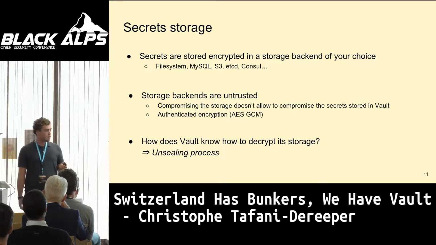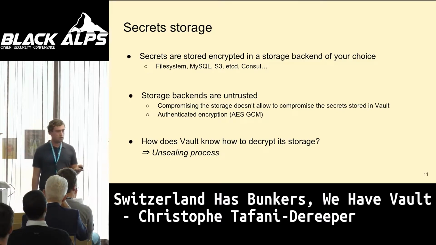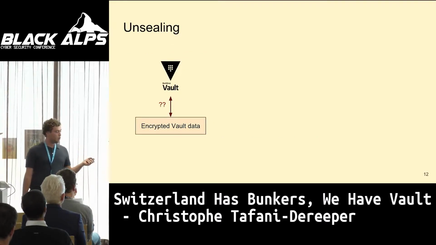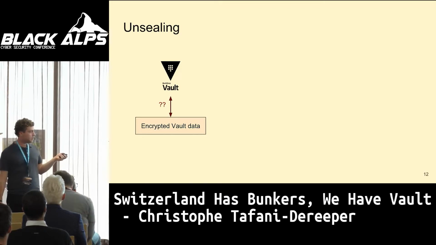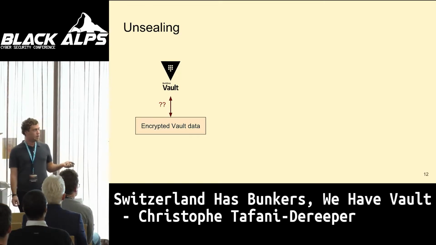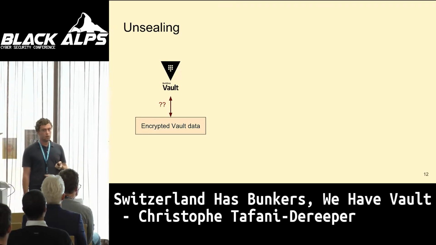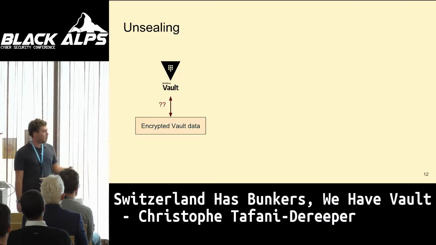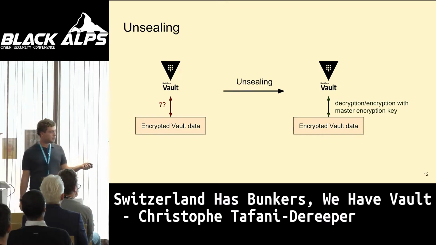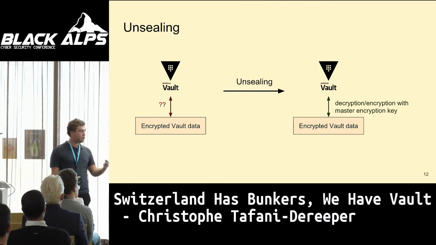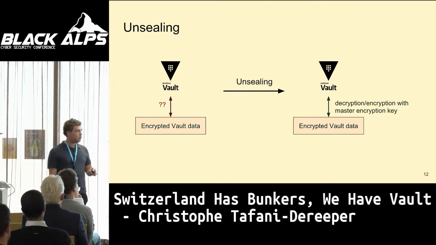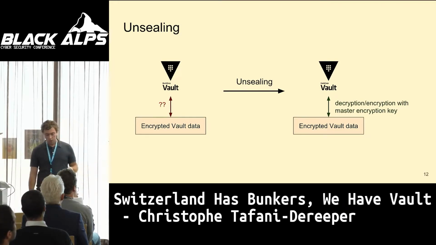So the way that Vault approaches it is by requiring human intervention at startup. So you go from this situation where you have Vault which cannot read its storage because it doesn't know the encryption key. And this is typically the case when you start it up. So when you restart it, it's going to be in this situation. And you are going to go through an unsealing process which is going to bring Vault in a situation where it has access and it can know the master key used to decrypt and encrypt the data.